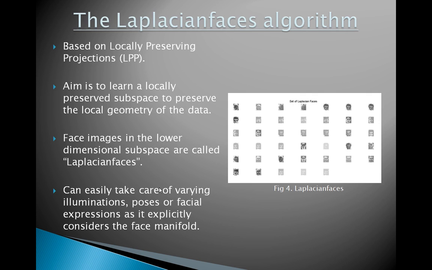When the face images are projected into a lower dimension phase space using this algorithm, the images that are obtained are called the Laplacianfaces. They are the optimal linear approximations to the eigenfunctions of the Laplace-Beltrami operator on the face manifold. Also, the Laplacianfaces have been known to eliminate or reduce unwanted variations that arise due to varying illuminations, pose, or different facial expressions. The LPP algorithm is the only algorithm that explicitly considers the face manifold.